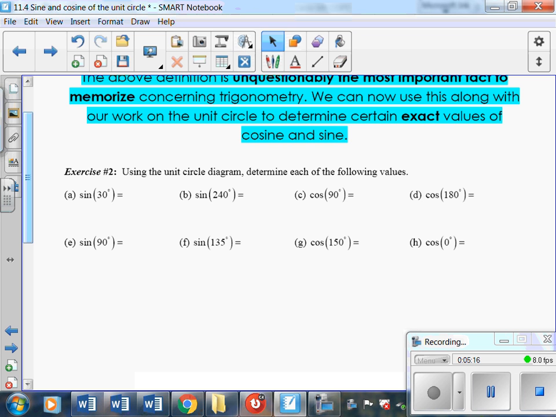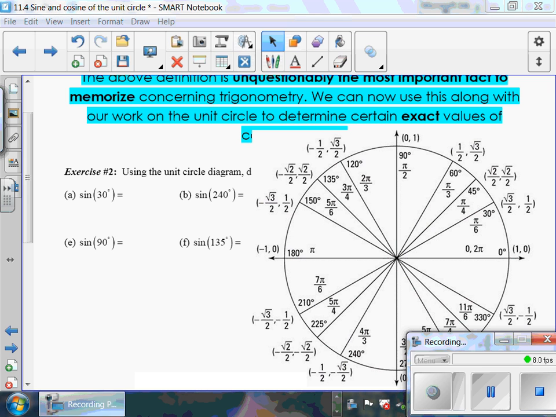So exercise 2 says, using the unit circle diagram, determine each of the following values. Now remember, your unit circle value diagram is coming from the lesson prior to this one. So you should have this at home. And if you don't, you can actually get it online if you want a copy of it, or if you want to just look at it. But a sine of theta, a sine of 30 degrees, if we remember, you know something? Why don't we pull it up?